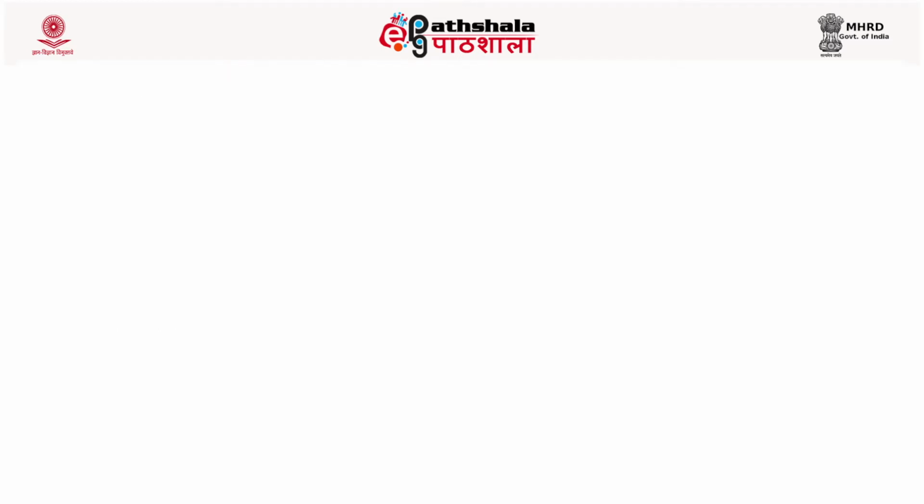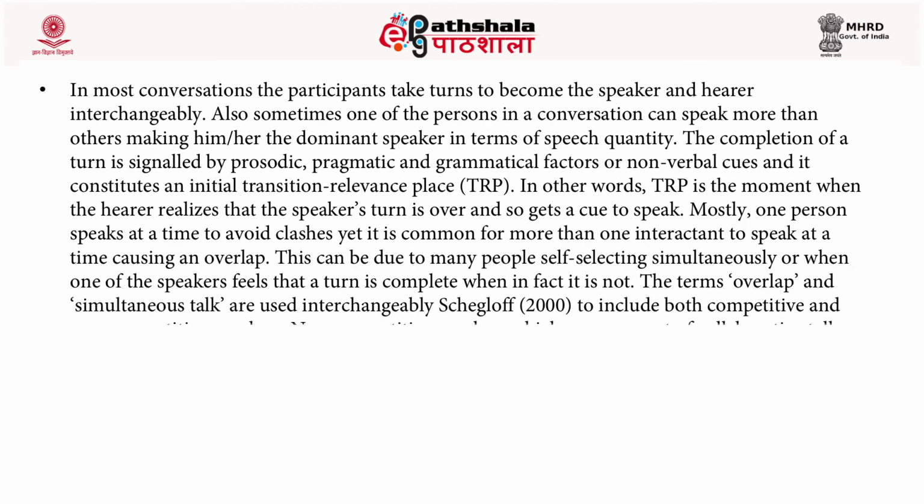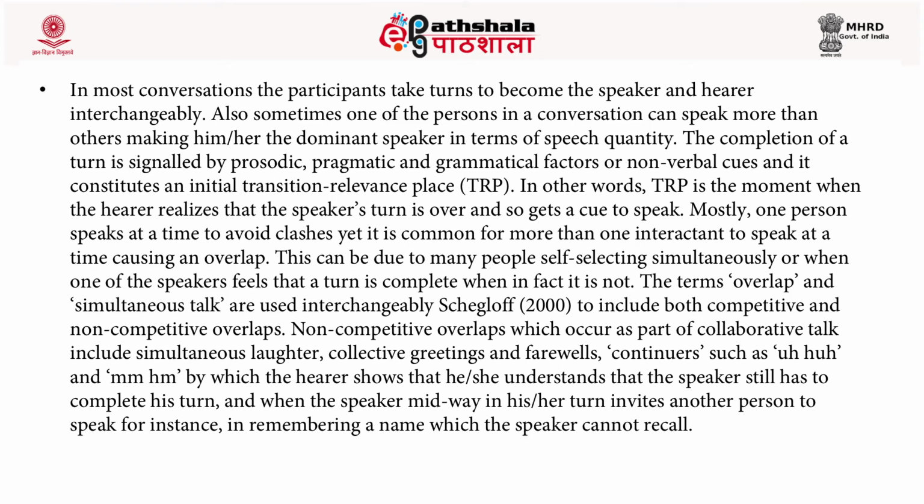The fundamental system of any conversation is turn taking, that is, turns taken by speakers to talk. In most conversations, the participants take turns to become the speaker and hearer interchangeably. Also, sometimes one of the persons in a conversation can speak more than others, making him or her the dominant speaker in terms of speech quantity. The passing of one's turn to another can be signaled through nonverbal, prosodic, pragmatic, and grammatical features and is known as transition relevance place. In other words, TRP is the moment where the hearer realizes that the speaker's turn is over and so gets a cue to speak.